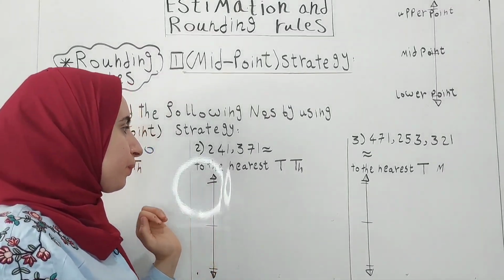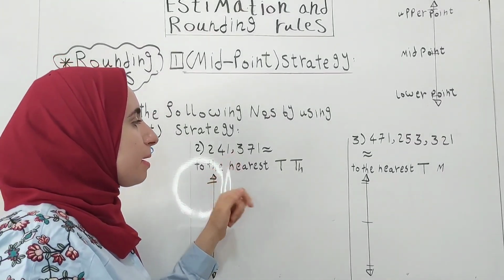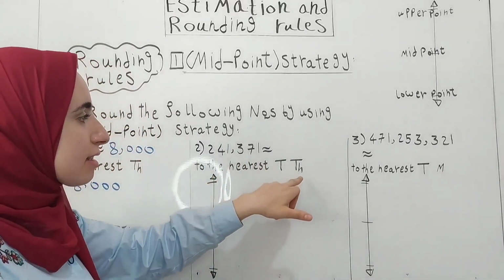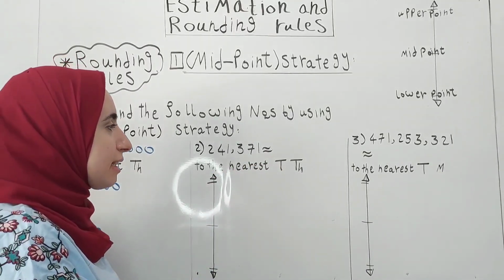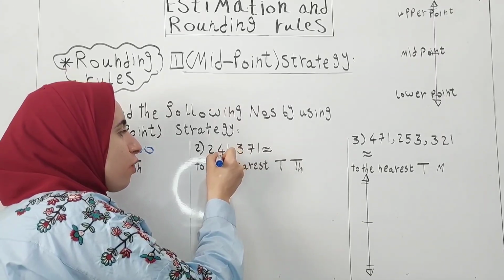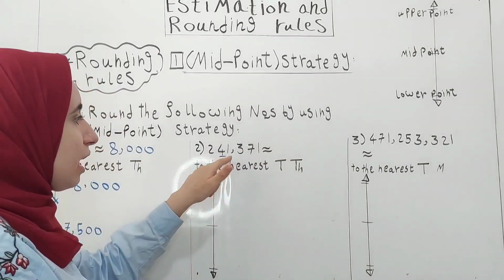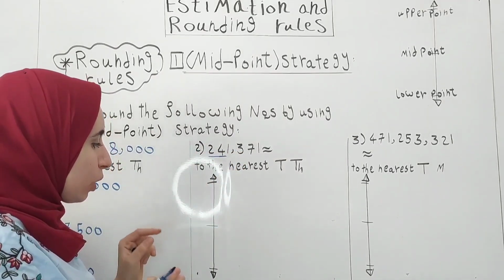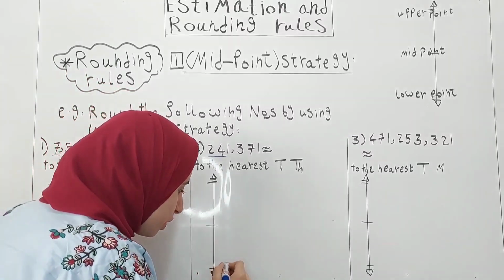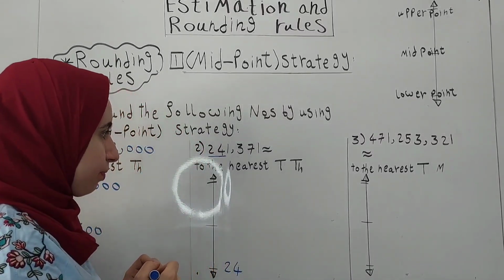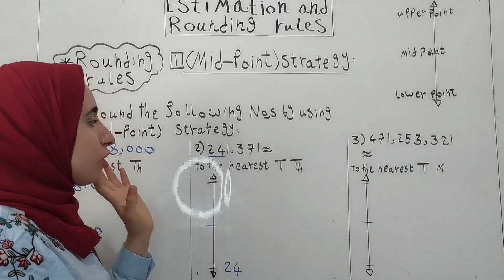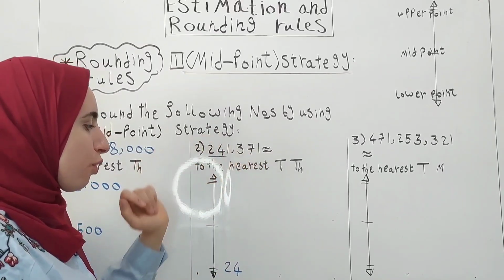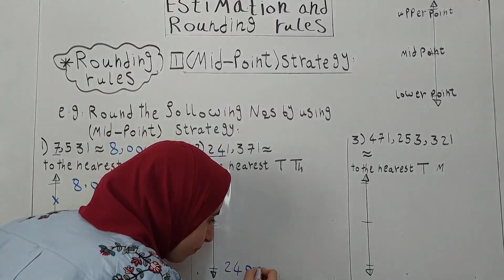Now, the second number. We need to round this number to the nearest 10,000. So we're looking for the digit in the 10,000 place. Where is the digit in the 10,000 place? The digit 4. So we underline the digit 4 and all digits in the next higher places. Now, to write the lower point, we put 24 as it is. Then we replace the digits in the last places with how many zeros? 1, 2, 3, 4. So we put 4 zeros.